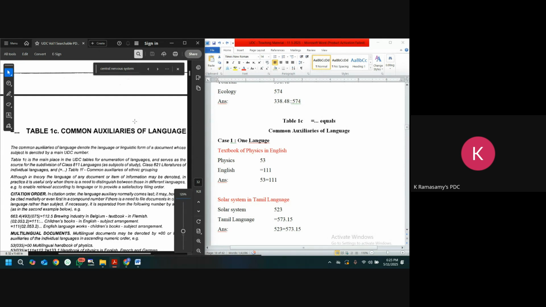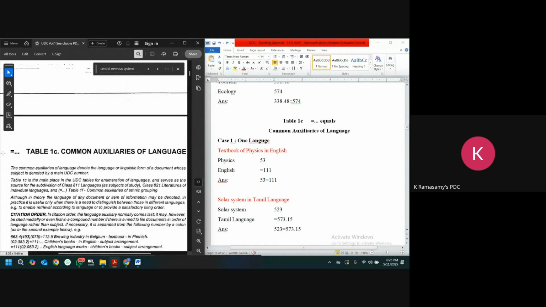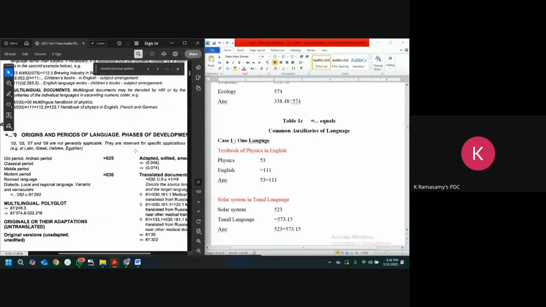Fine, good. And what is the connecting symbol for adding a language number? If there is a main number, and to that main number you want to add a number taken from a language, it's very simple. Write the main UDC number first, then put the equal to sign. After the equal to sign, you can write the language number. So we can understand that any number which follows an equal sign is a language number taken from table 1C, which is the common auxiliaries of languages. It's very, very simple, and you can get numbers for almost all the languages in this world.